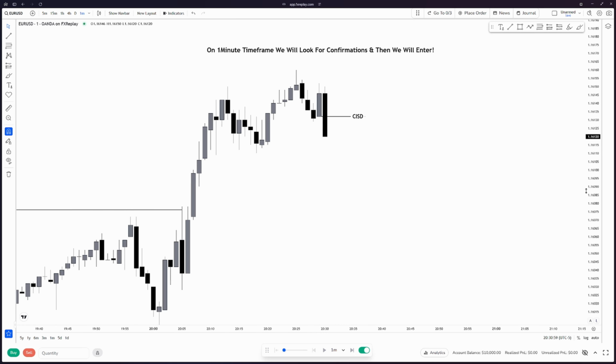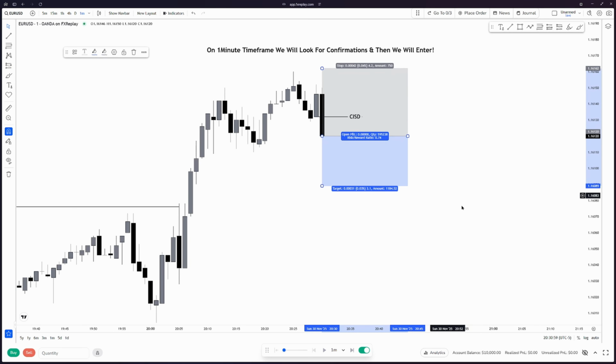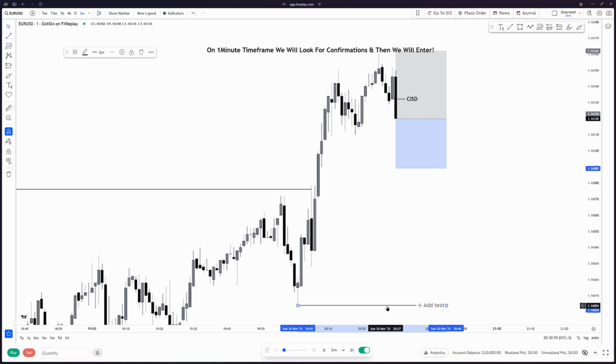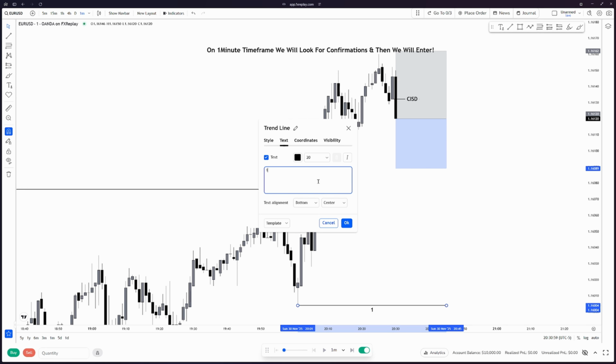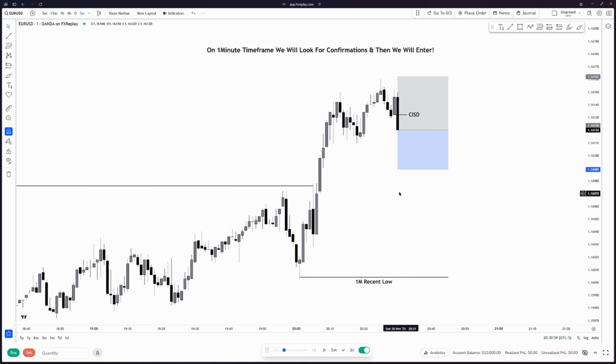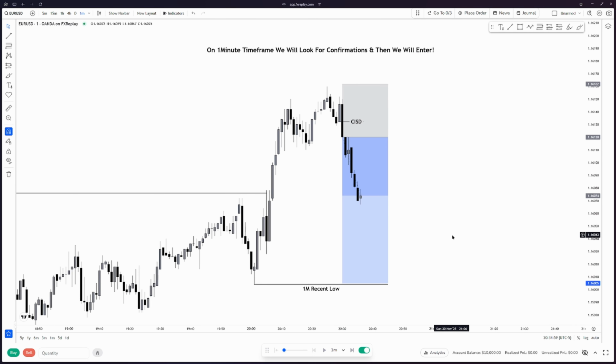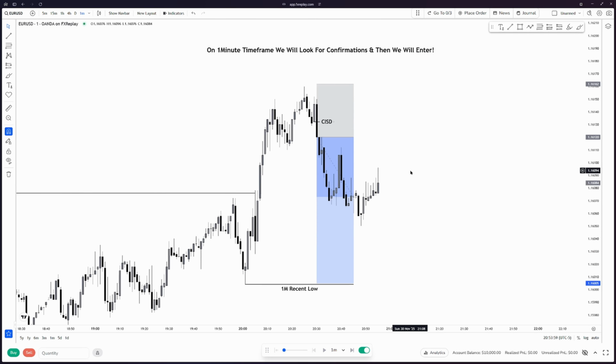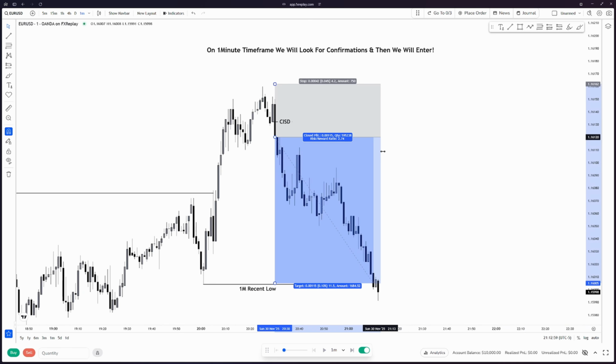So we will enter here, place our stop at the high, and for the target, we will use the recent 1-minute low as our target. So we will mark this out. You can see that price is moving lower slowly and ends up giving us our target. This is an easy but powerful setup.